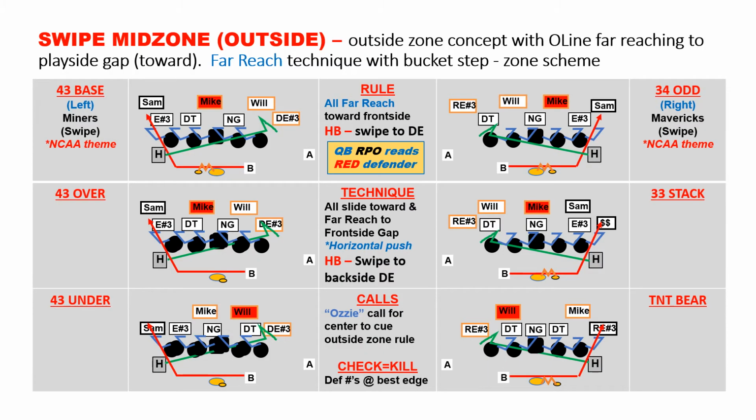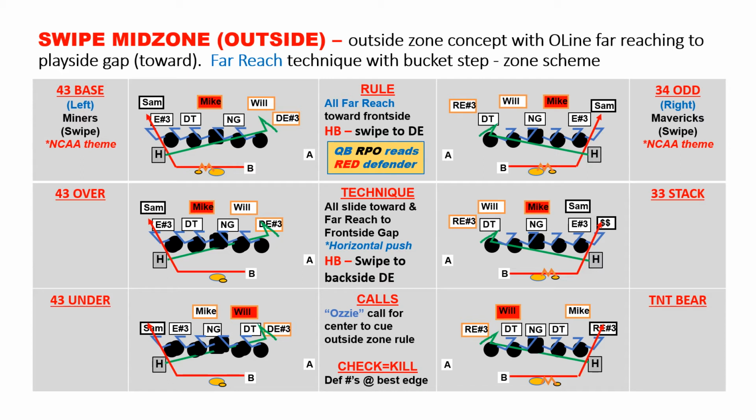For blocking swipe mid-zone, we're using outside zone technique. So we're going to use our far reach technique with the offensive line. We just have the H-back go to the back side. So that allows, if we look at the upper left-hand corner, the right tackle does not have to step and hinge. He's going to far reach all the way, working hard like we saw with the video. The H will split across or swipe across and block the backside defensive end.